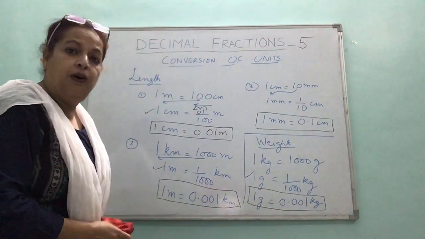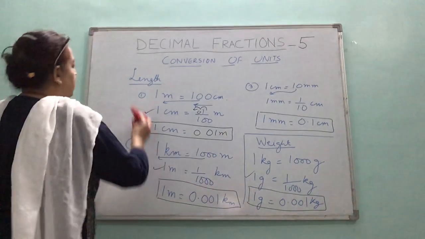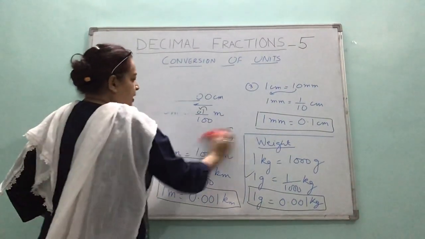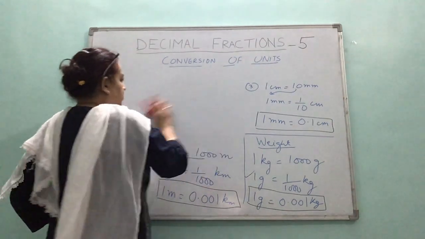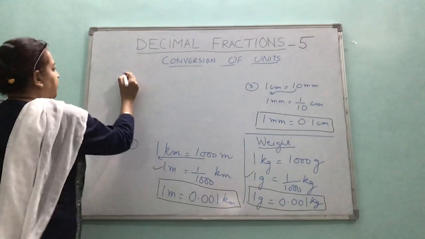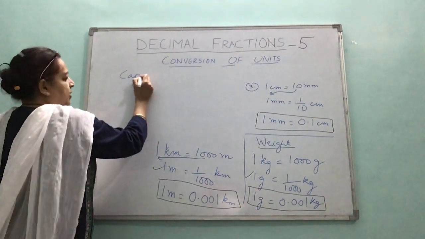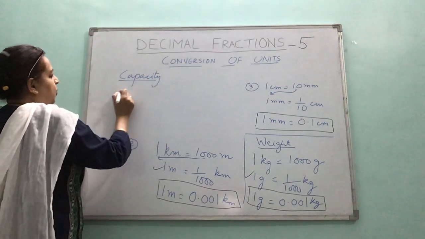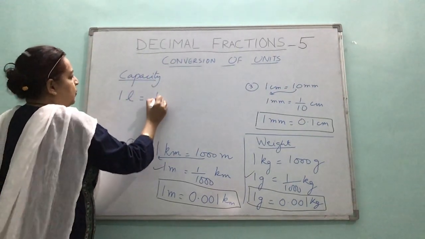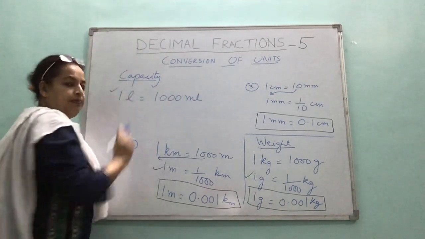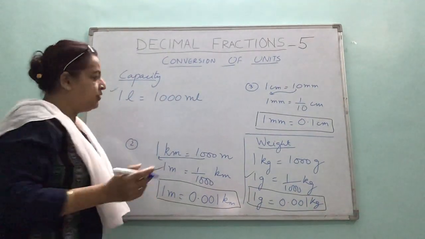Maybe one more of liters and milliliters. That would be capacity. Yes, children, don't forget to write in your notebook, right? Don't forget, all this should be written. The third one for capacity. Right? So 1 liter is 1000 milliliters. Now this is to be remembered. 1 liter is 1000 milliliters.